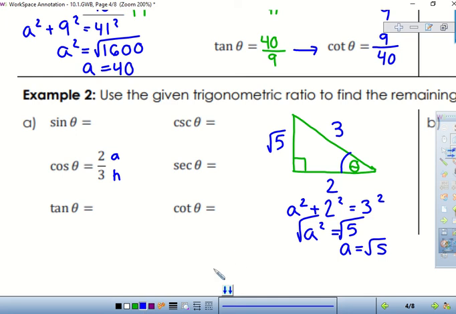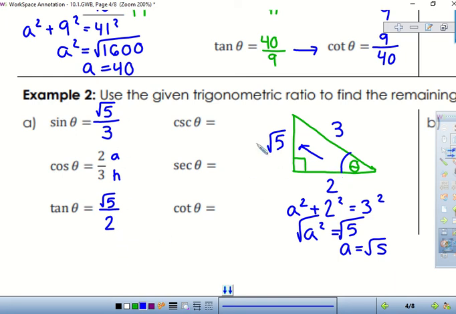Now that we have that, we're going to set up the rest of our ratios. So sine is going to be what over what? Good, radical 5 over 3. Opposite over hypotenuse. And then tangent is going to be what? It's going to be radical 5 over 2. Good. Opposite over adjacent. So is everybody good with these ones over here so far?